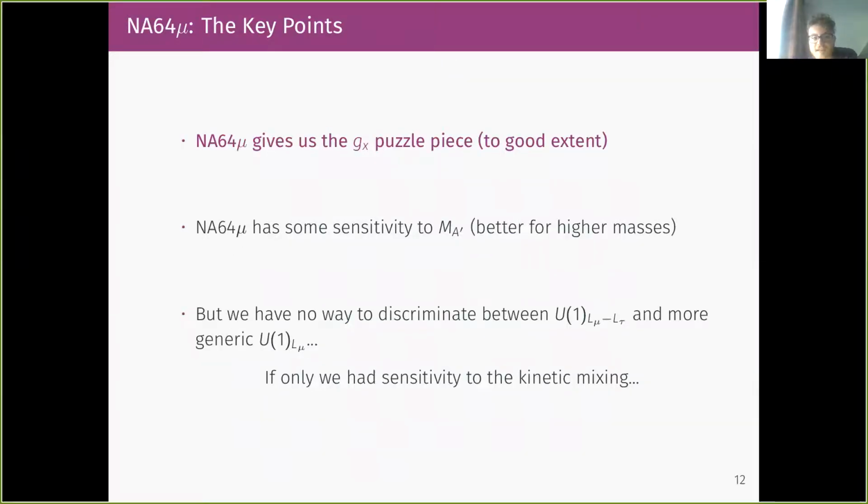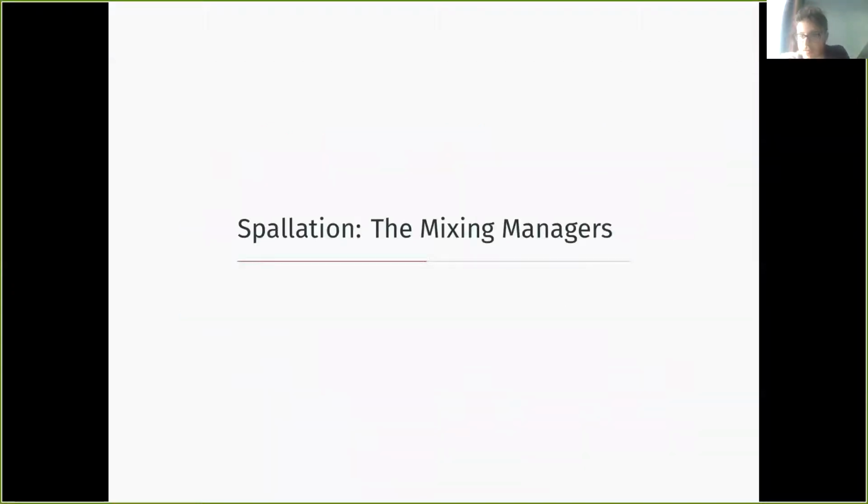So the NA64mu and other muon beam experiments like it will be able to give us the gauge coupling piece of the puzzle. It also has some sensitivity to the mass of the hidden photon, which is better for higher masses, but very importantly, you can't actually discriminate between an L_mu minus L_tau and a more generic L_mu. If only we had sensitivity to the kinetic mixing. And this is exactly where spallation experiments come in.